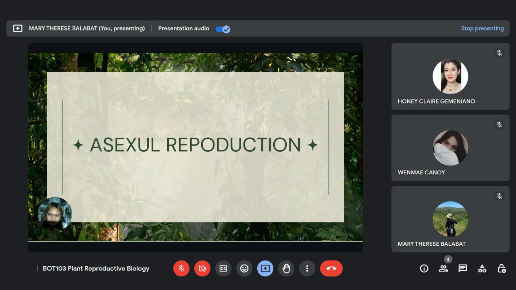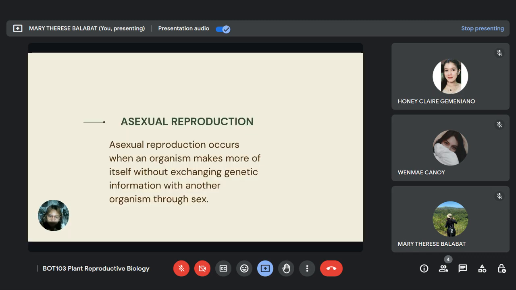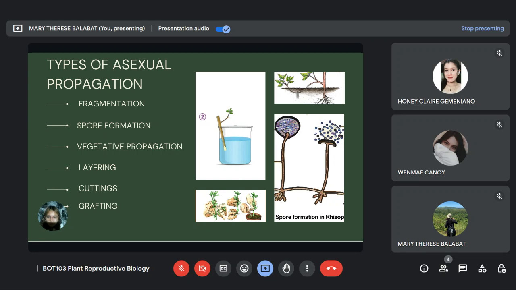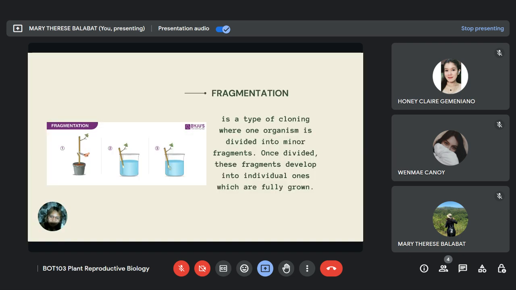Now let's move on to asexual reproduction. Asexual reproduction occurs when an organism makes more of itself without exchanging genetic information with another organism through sex. These are the types of asexual reproduction. So we have here the fragmentation, the spore formation, the vegetative propagation, the layering, the cuttings, and then the grafting.